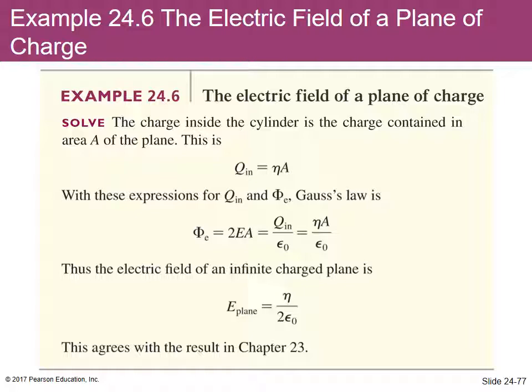The charge inside the cylinder is that of the charge contained in the area A of the plane, which is the surface charge density times the area. The electric field due to an infinite plane of charge is the surface charge density divided by 2 epsilon naught.